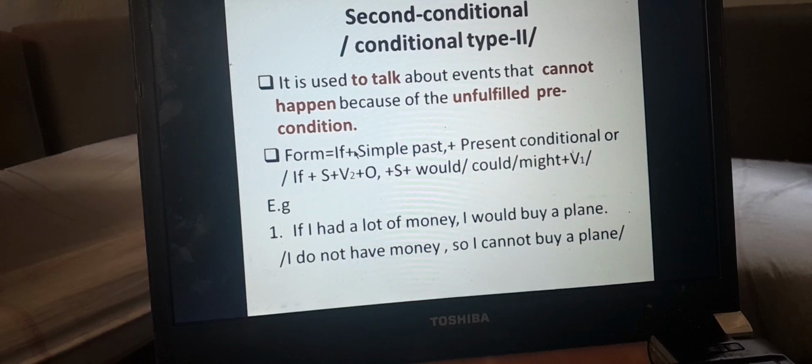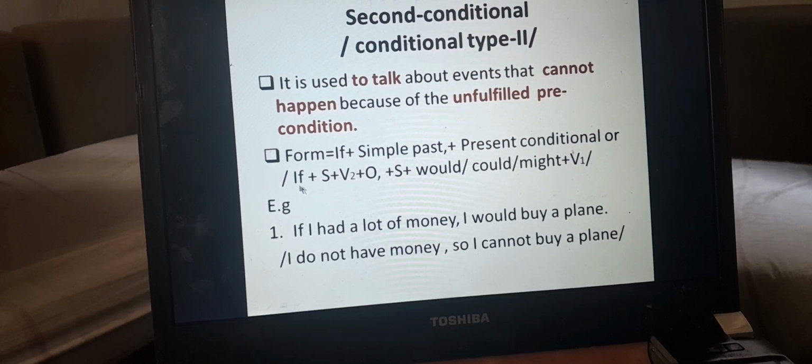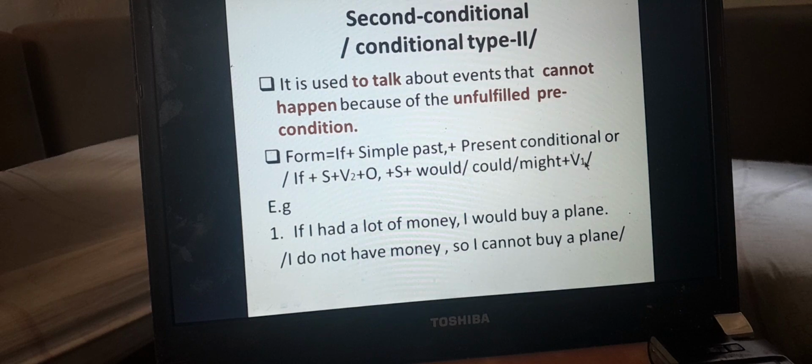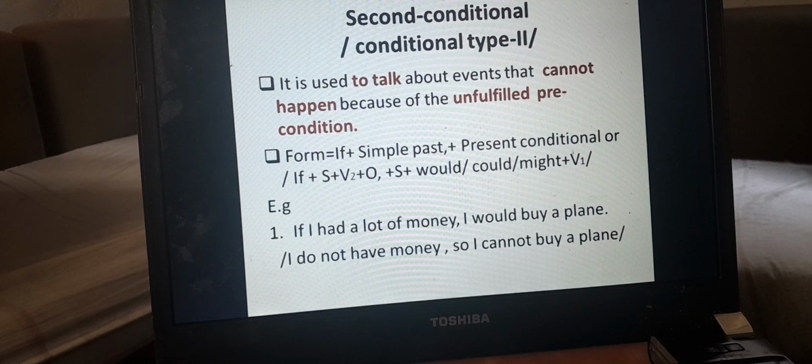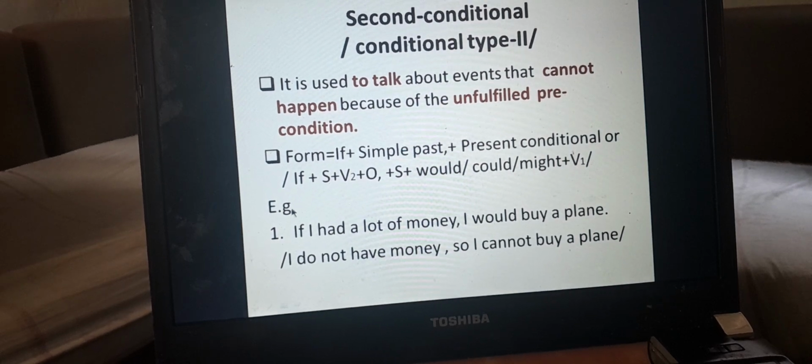And to do that, the correct form or structure is if plus simple past, comma, plus present conditional, or if plus subject plus verb 2 plus object, comma, plus subject plus would, could, might, verb 1. So these are the correct structures that you should apply, or put into practice, when you are constructing sentences related to second conditional. Right? Now let's take a look at the examples that are just given here.